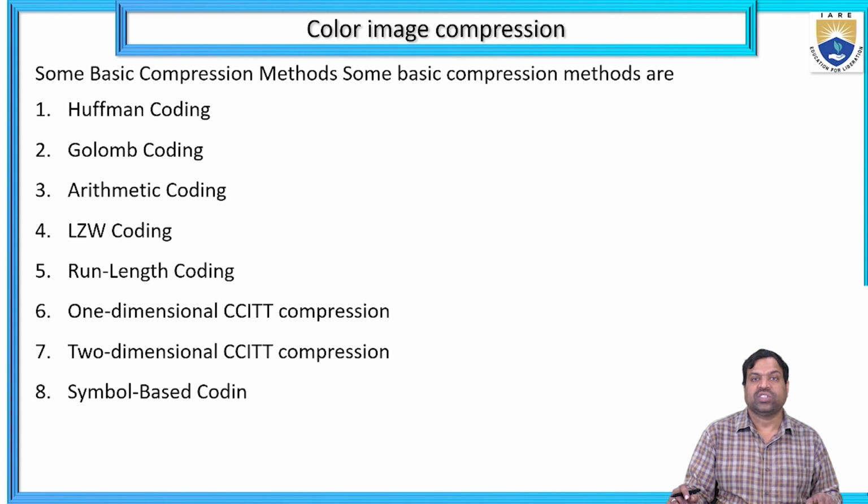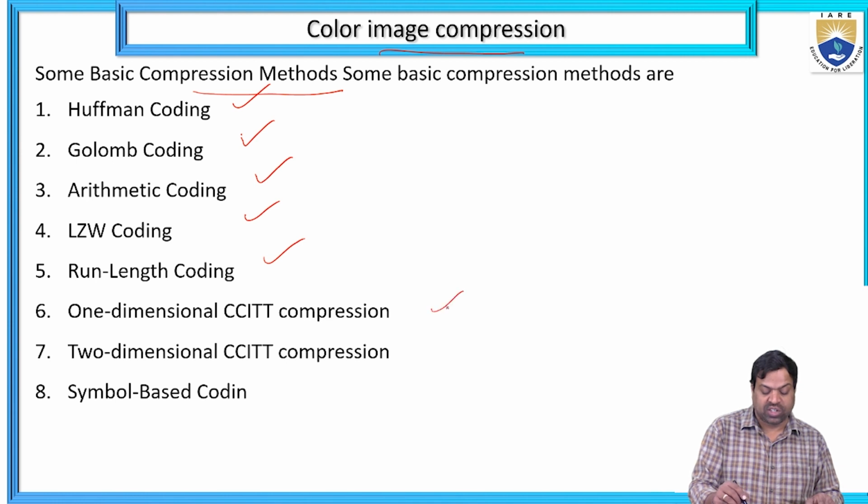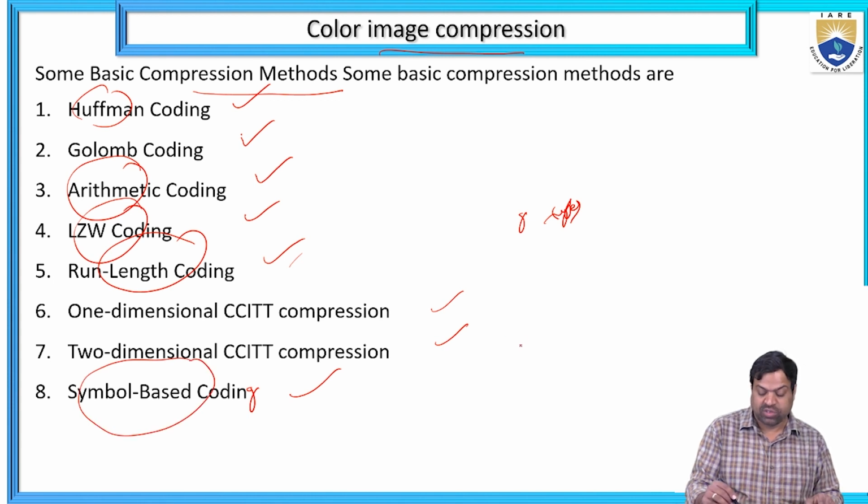So the basic image compression methods are: Huffman coding, Golomb coding, arithmetic coding, LZW coding, run length coding, one dimensional, two dimensional, and symbol based coding. Okay, so these are the types. Majorly we are not using all of them. Majorly we are using Huffman, arithmetic, LZW coding, run length coding, and symbol based coding. Okay, majorly we are using 5 to 6 models.